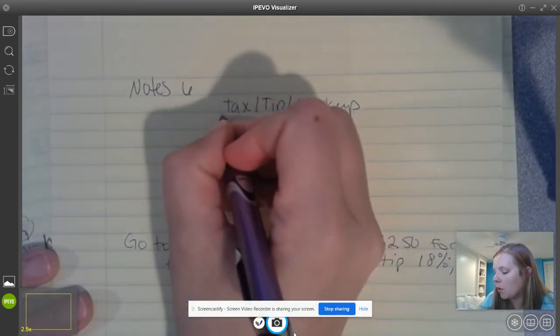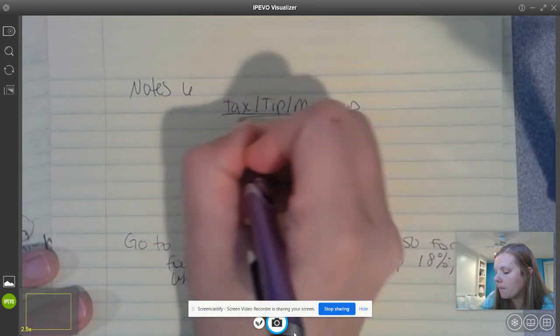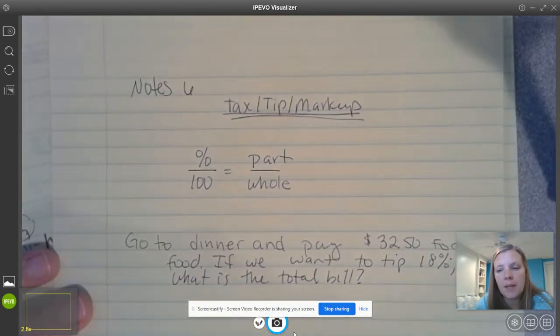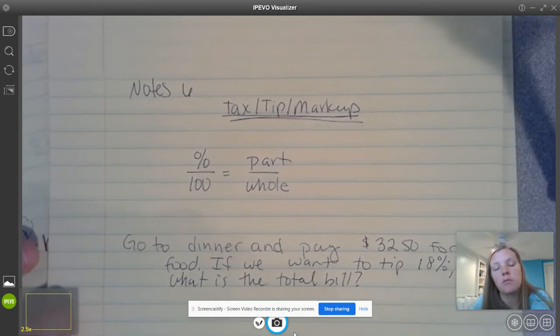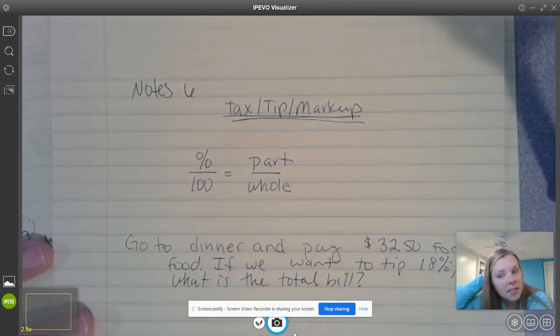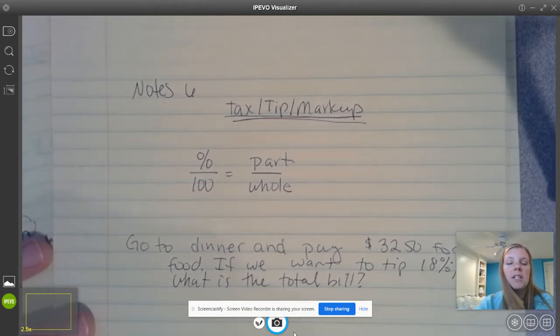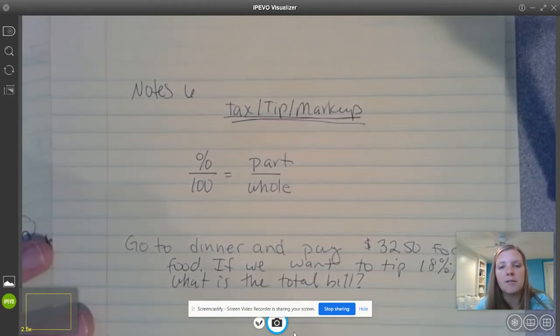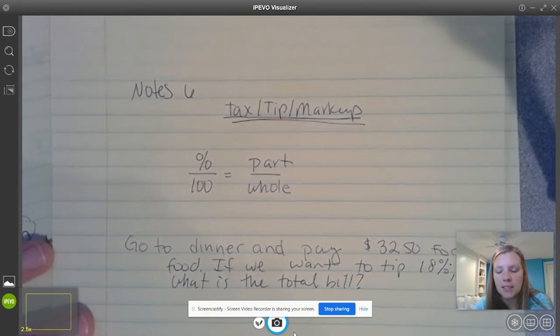Tax, tip and markup are all times where the price of something gets more expensive. When we pay tax on an item, taxes are used to pay for public buildings or public roads, or for public services like hospitals and schools, and to pay government employees. So there's sales tax, property tax, income tax, lots of different types of tax, but normally you have to pay additional money on something.